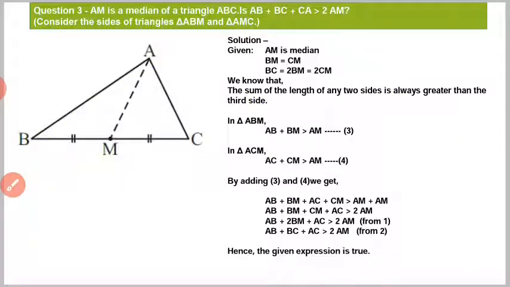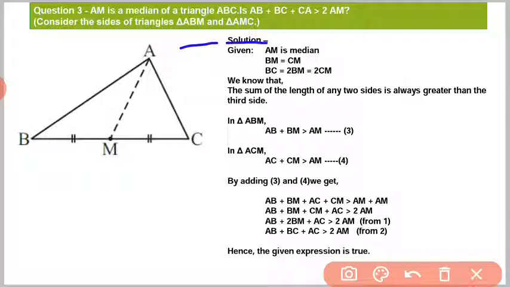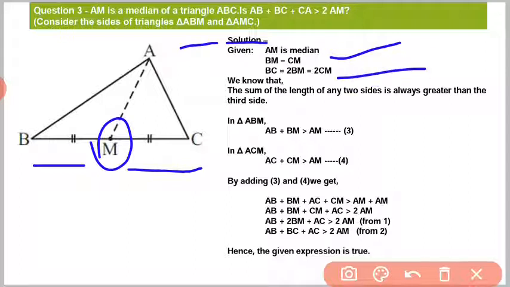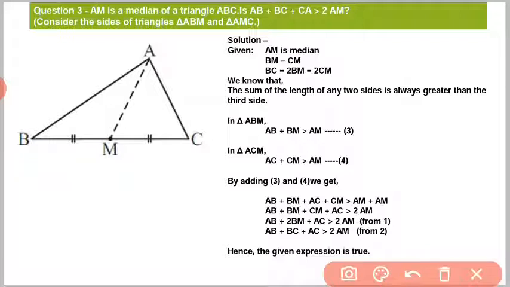So let's start. Consider the sides of triangle ABM and triangle AMC. AM is the median, that is, M is the midpoint of BC. It divides BC into equal halves, that is, BM is equal to CM. Also BC is twice of BM or twice of CM. So let's take it as 1 and let's take it as 2.